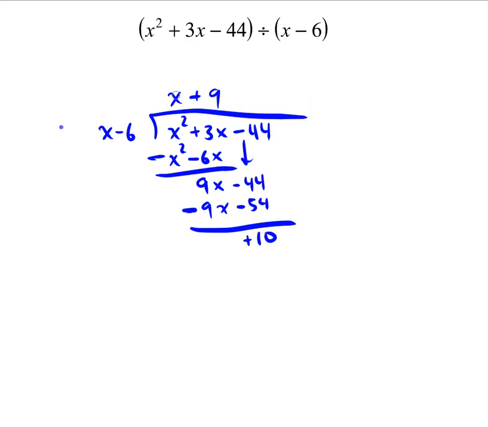Now, I already have my x plus 9, and this remainder of 10 has yet to be divided by my x minus 6. So I'm going to go ahead and put my 10 over x minus 6 here. And that right there is my final answer, x plus 9 plus 10 over x minus 6.